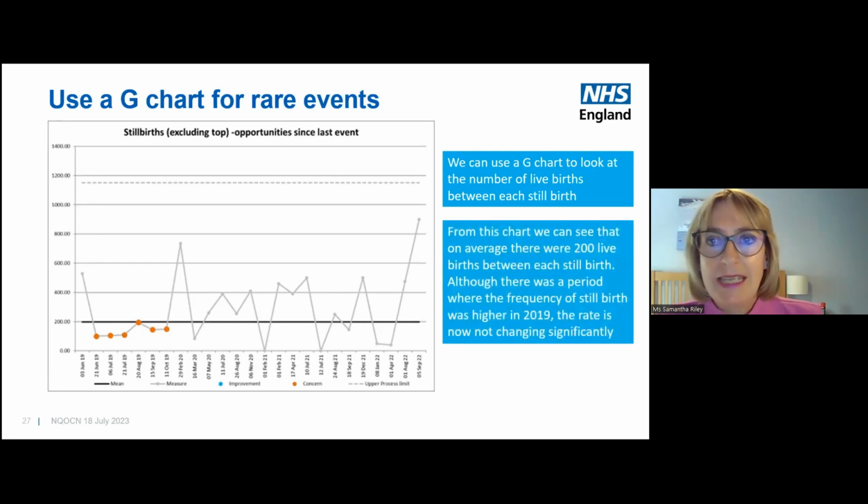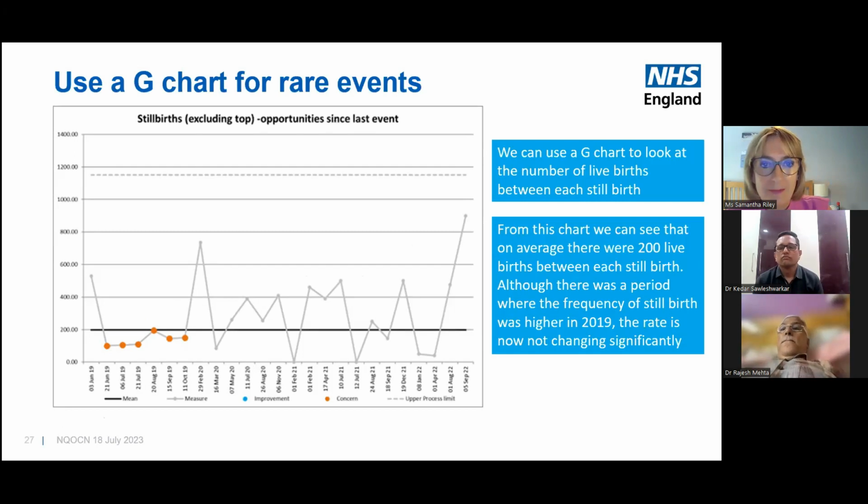So here we can see that we're seeing expected variation. We can see the mean line is at 200 here. We could expect to see 200 live births in between seeing a stillbirth. And what we can learn is that although earlier in the year they did have a period of concern that should have been investigated, actually that example where they had stillbirths of 2 on one day was not of statistical significance.